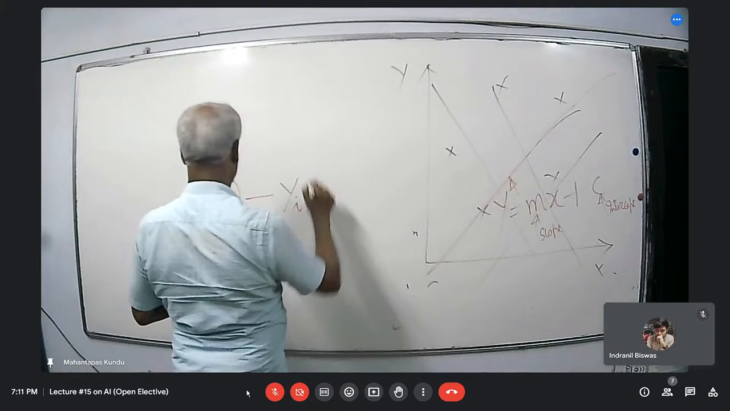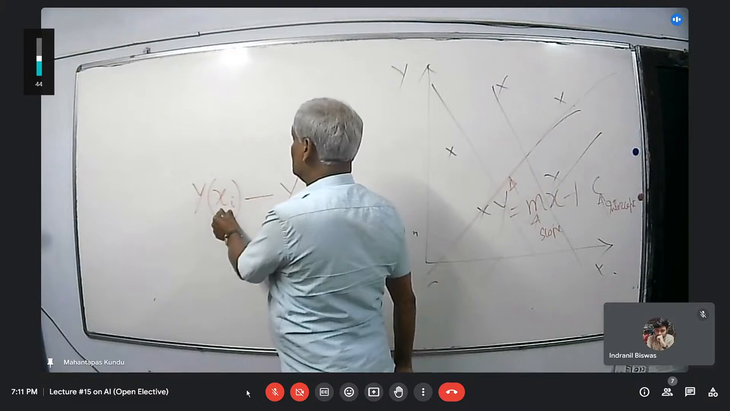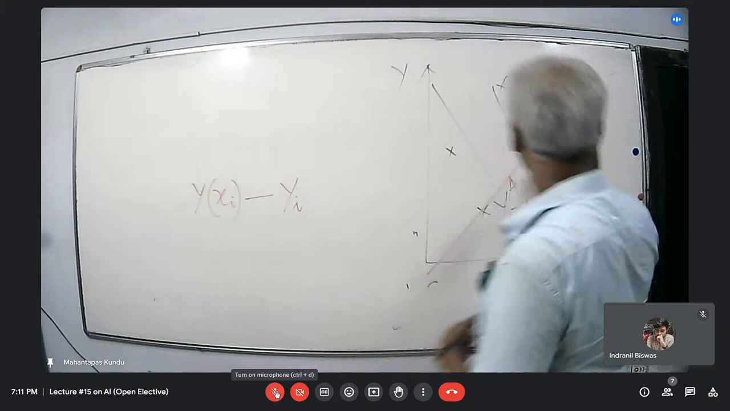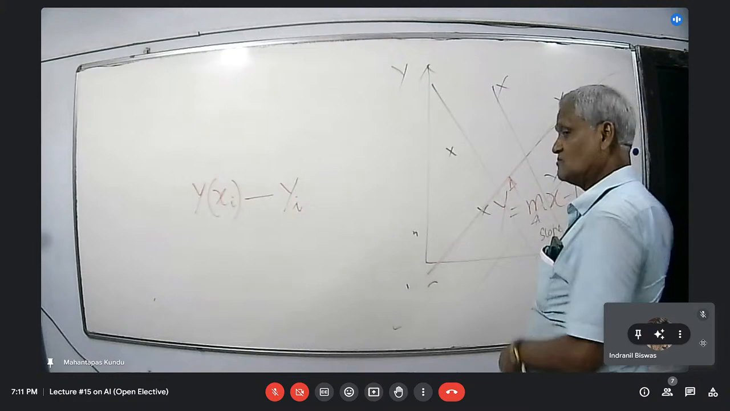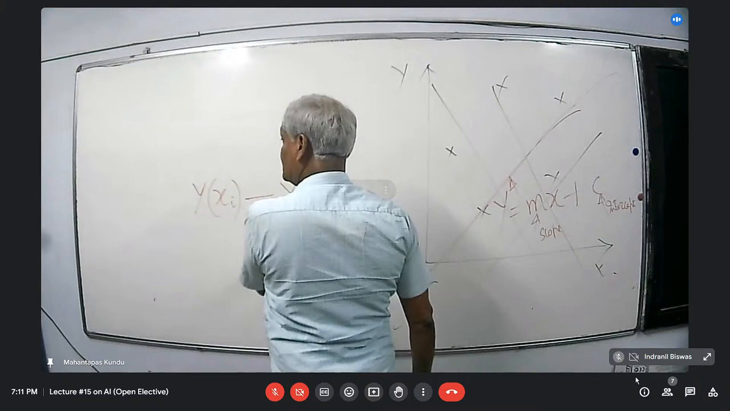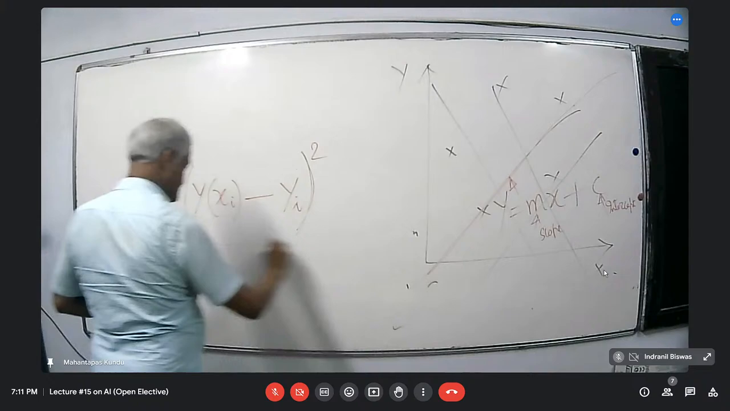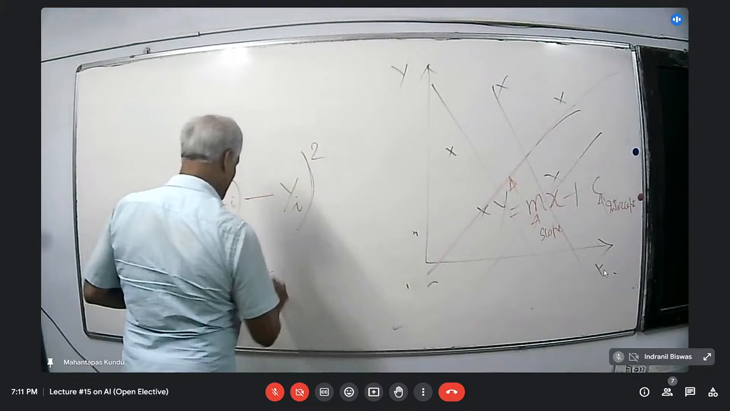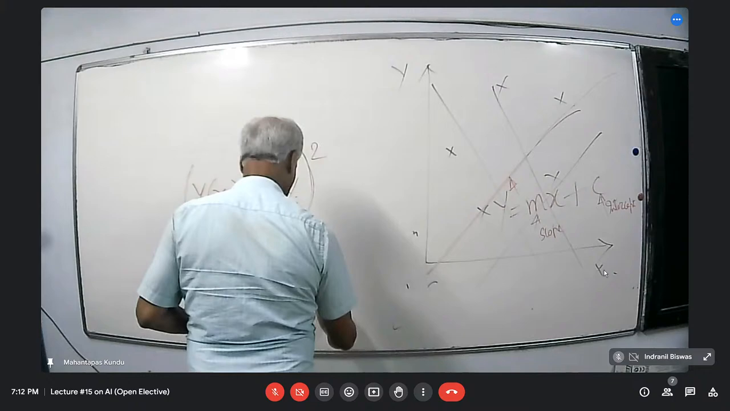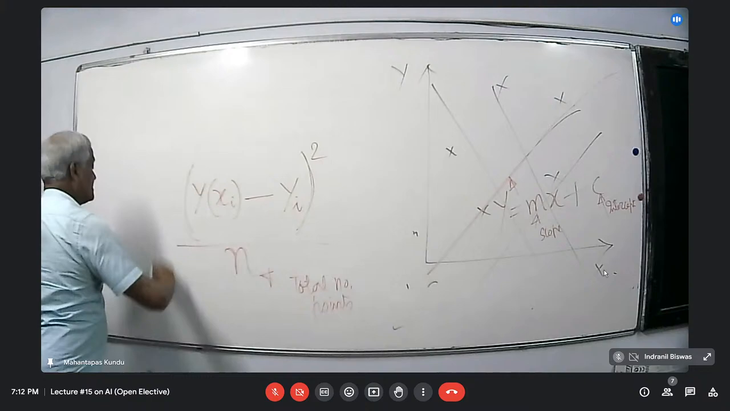some x value given in the table, and y of xi is basically the value that we obtain from a straight line of equation y equal to mx plus c, and this is the corresponding y value given in the table, that is yi. This is the difference, then we are taking the square of this difference, then we are dividing it by the total number of points or samples. Then we are taking the square root.